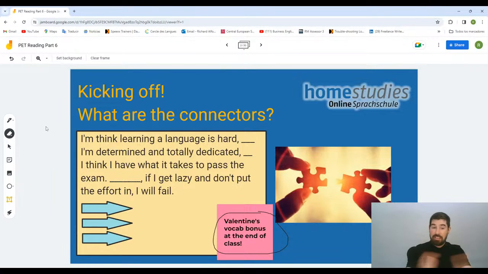So we have a text here, right? I think learning a language is hard. I'm determined and totally dedicated. I think I have what it takes to pass the exam. If I get lazy and don't put the effort in, I will fail. So have a look at this and tell me what you think the connectors might be.